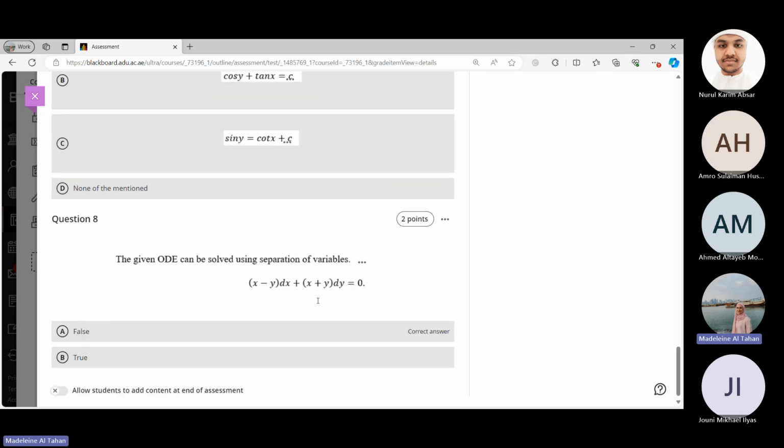This one, miss, is it separable? Are we able to use separation of variables to solve it?